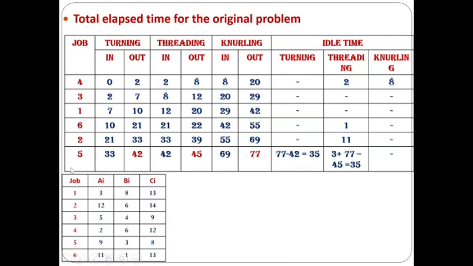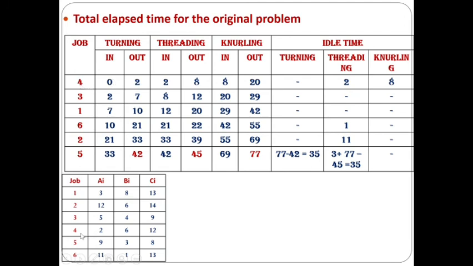So, this is actually the optimum sequence we have found in the last slide. The first machine is a turning machine, the second is threading, and the third one is knurling machine. Time in and time out for all the machines is given here. Time in for the first machine is 0, and the time out for this is for job number 4.